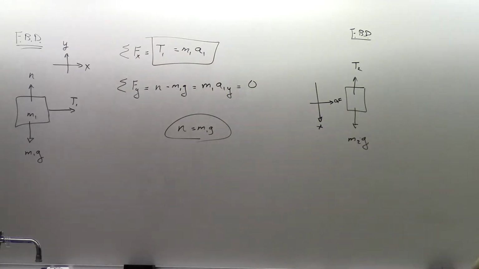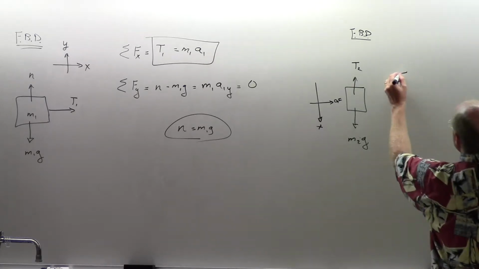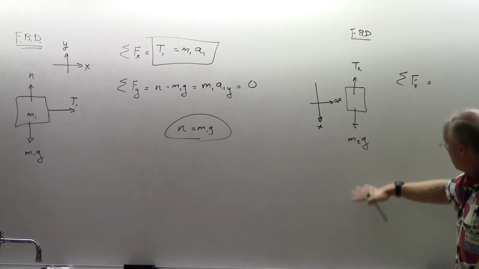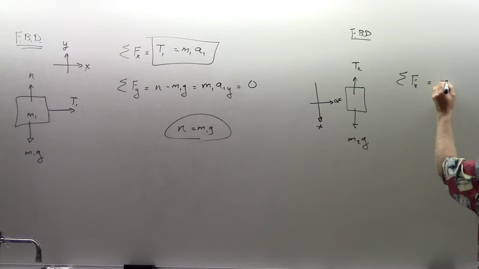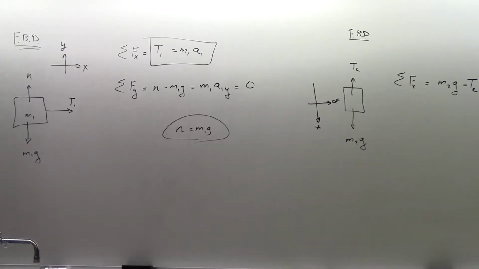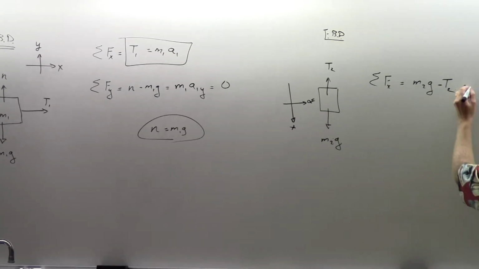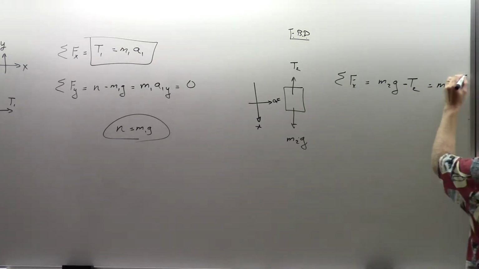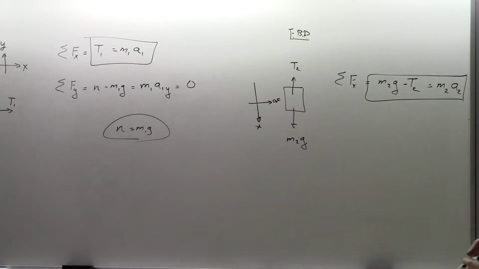There's a relationship between tension and acceleration. If I do that over to here, I can say, well, let's look at the sum of the forces in the x direction again. And like last time, we're calling down the x direction. So this is m2g minus T2, and that would have to equal m2a2. And I'll put a box around that.